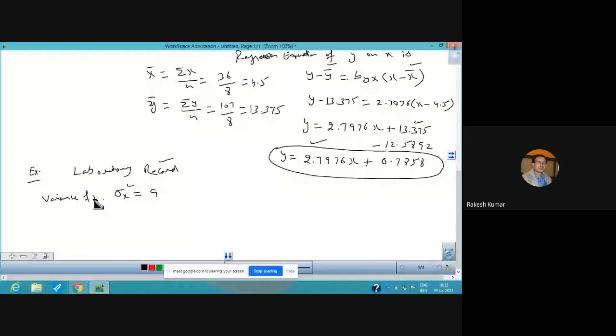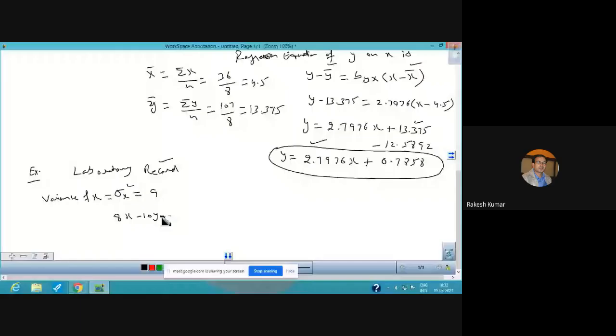The regression equations are 8x minus 10y plus 66 equals 0, and similarly 40x minus 18y equals 214. So these are the regression equations. Now, in the first part, we need to find the mean values of x and y.